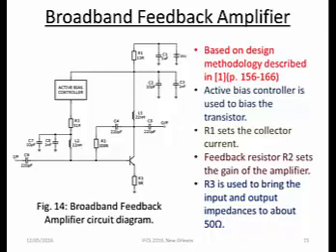So the broadband feedback amplifier uses an active bias controller to bias the transistor. Resistor R1 is used to set the collector current, R2 is used to set the gain of the amplifier, and R3 is used to set the input and output impedances to about 50 ohm.